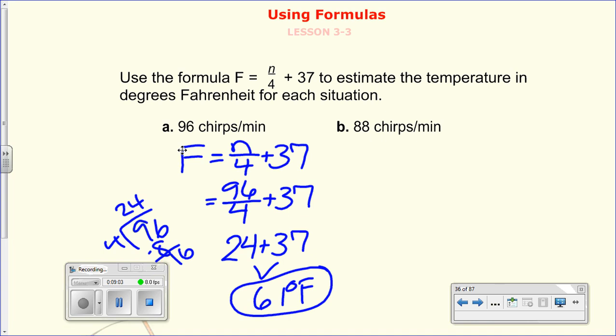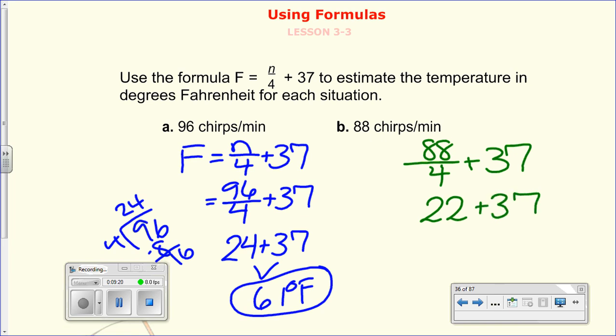So for B, we're going to do the same idea. I'm going to replace N this time with 88 and go from there. Well, again, order of operations. You divide before you add. So 88 divided by 4 is 22 plus 37. Well, that would be 59 degrees Fahrenheit. That would be your answer.